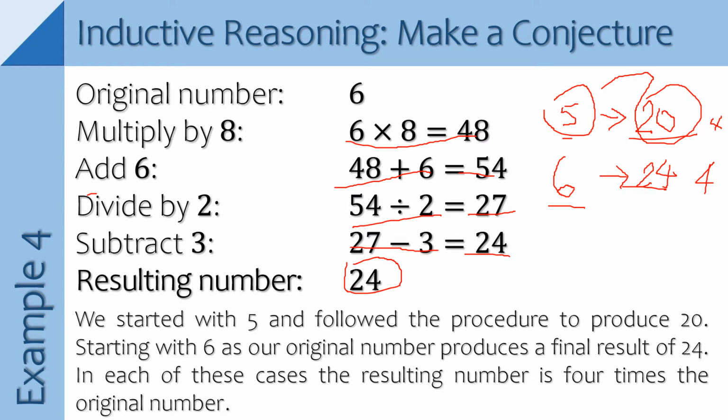So that is true, right? If our original number is 6, and we multiply 6 by 4, it results in 24. If our original number is 5, and we multiply 5 by 4, it will produce 20. So meaning to say, in making a conjecture, in each of these cases, the result is 4 times the original number. So that is our conjecture.